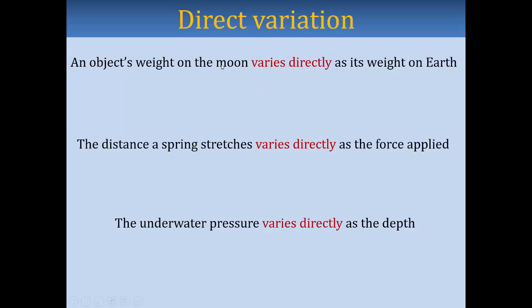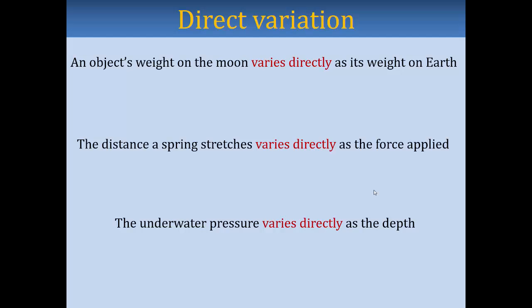An object's weight on the moon varies directly as its weight on Earth. We use this statement to convey the idea that if something's small on the moon, it's going to be small on the Earth. If it's big on the moon, it's going to be big on the Earth. They are directly related. Same thing with a spring. If you pull on it a little bit, it stretches a little bit. If you pull on it a lot, it stretches a lot. And so that's what they're talking about.